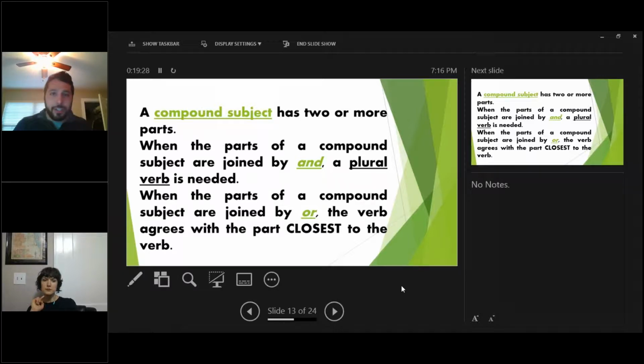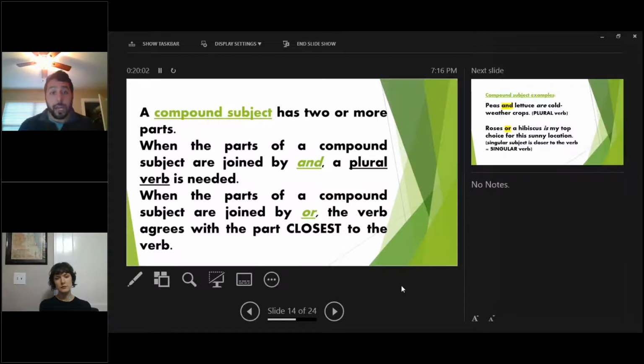Okay, so we have singular and we have plural. Now I want to talk about compound subjects. Compound subjects have two or more parts. So there's going to be more than one subject in the sentence. And there are two big rules to remember with compound subjects. The first is that when the parts of a compound subject, let's say two names or two things, are joined by the word and, a plural verb is needed.